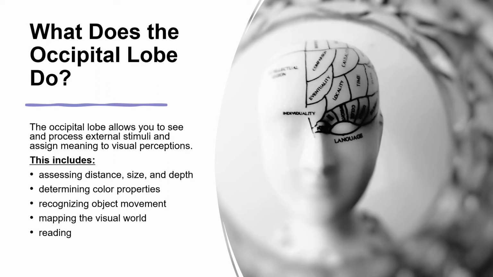The occipital lobe allows us to see, process external stimuli, and assign meaning to visual perceptions. Examples are assessing distance, size, and depth, determining color properties, recognizing object movement, mapping the visual world, and reading.